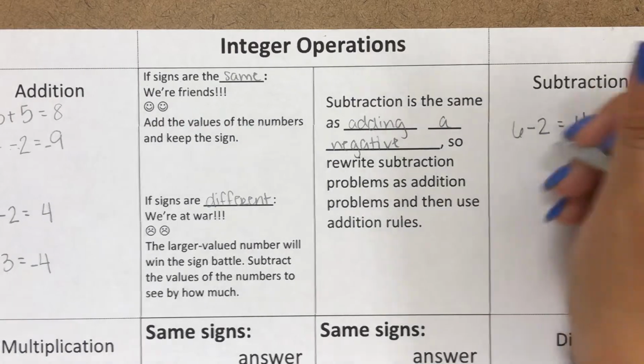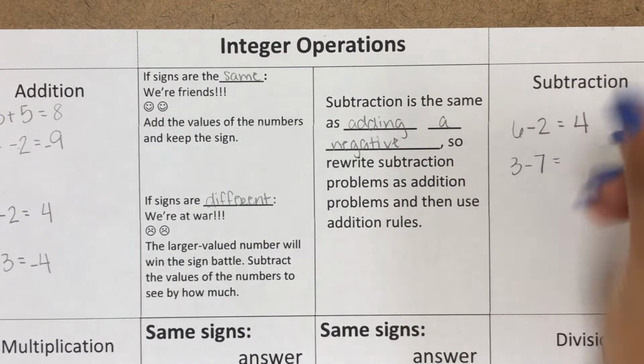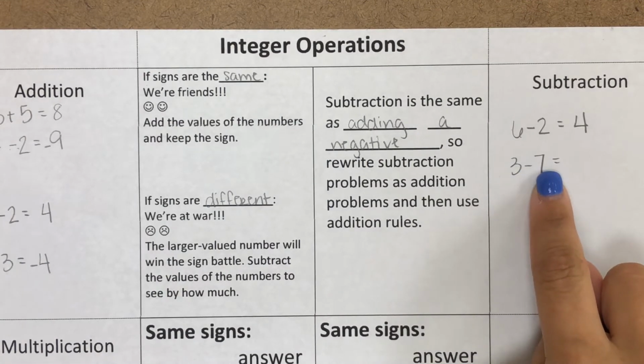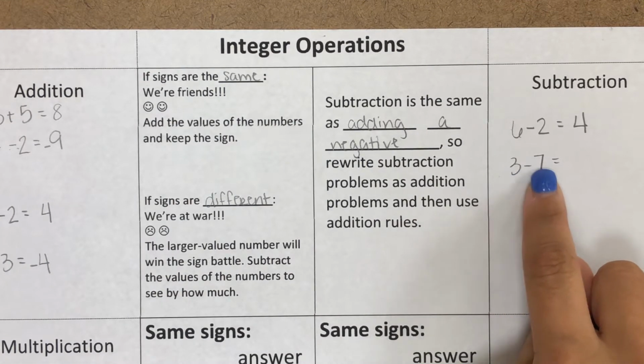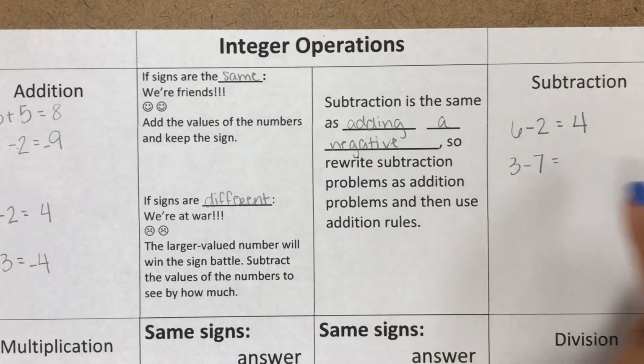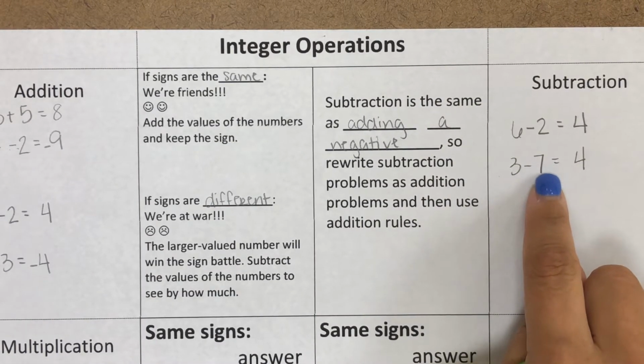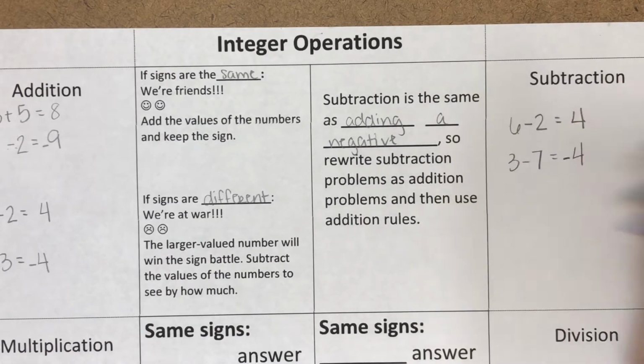But when we get things like 3 minus 7, that's not so intuitive because you haven't done that in a while. So 3 minus 7, it's like adding two different signs, a +3 and a -7. So we subtract the number, 7 minus 3 is 4, and keep the sign of the larger number. 7 is the larger value number, so we keep the negative.